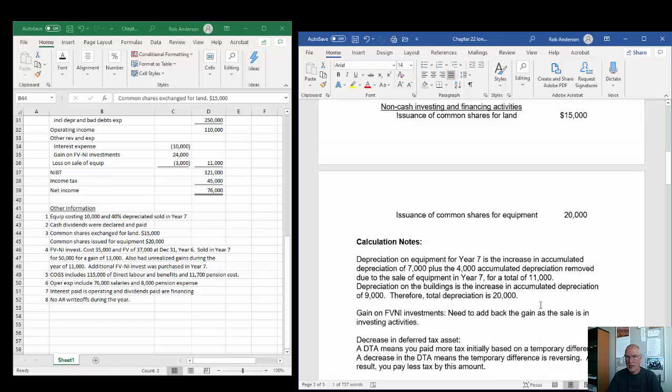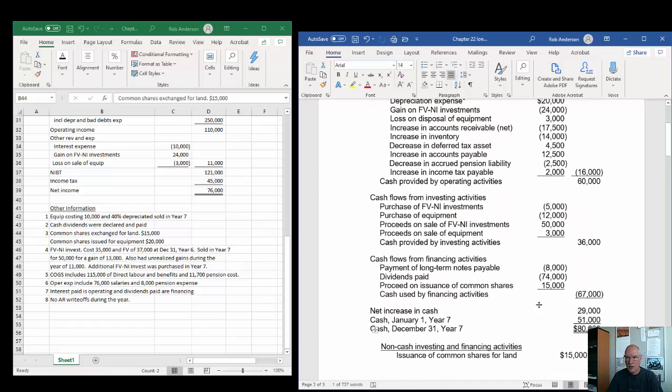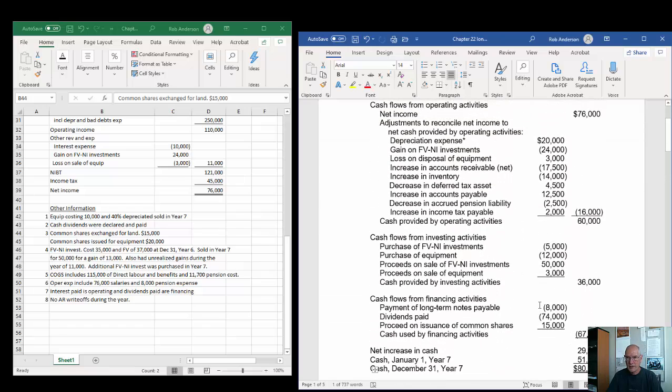So that's kind of a wrap on this statement of cash flows indirect method. And there were lots of things in here, and I think if you do this slowly and carefully, you can pick up a lot of information here and use that in other questions and problems.